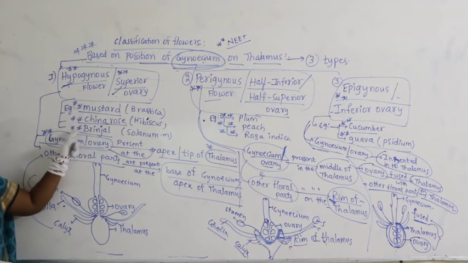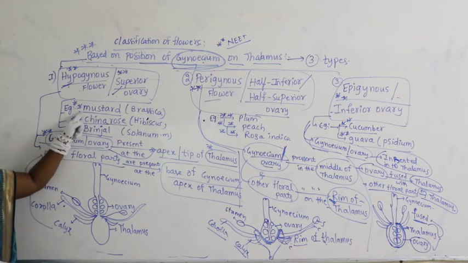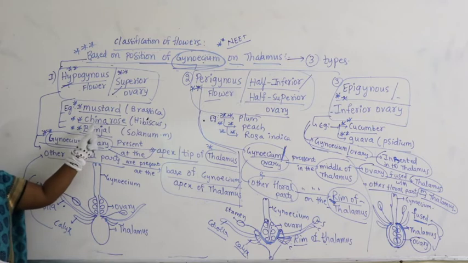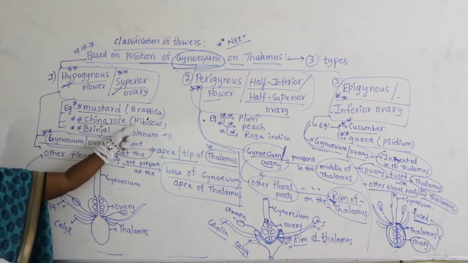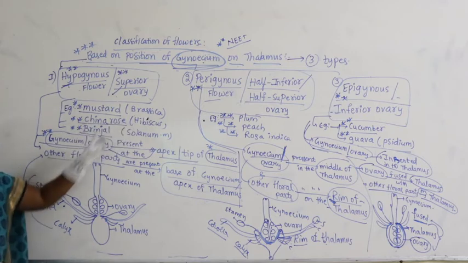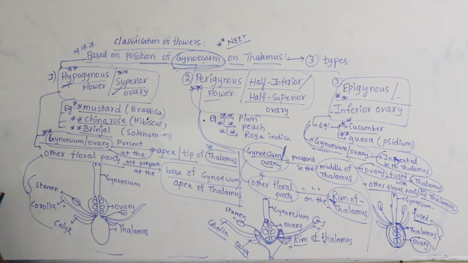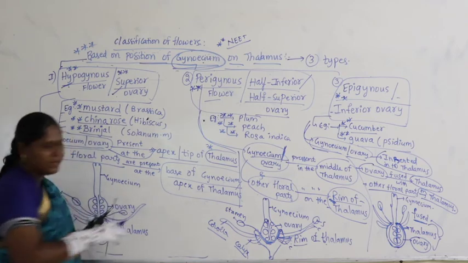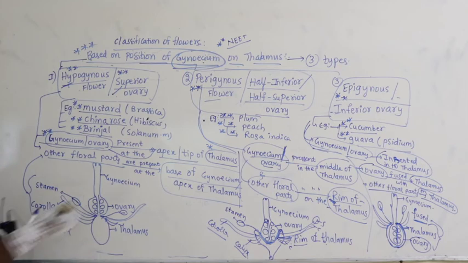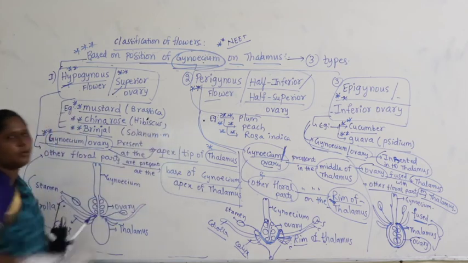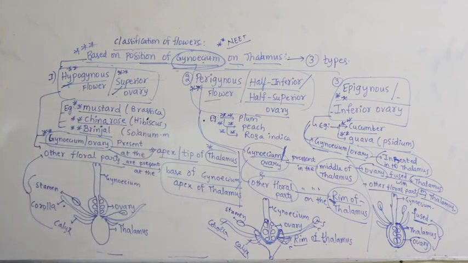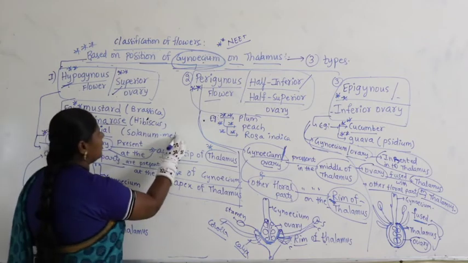Guys, examples are very important. Remember, mustard, scientific name is Brassica; China rose, scientific name is Hibiscus; and brinjal, scientific name is Solanum melongena. You all know very well, Solanum tuberosum is nothing but potato, and Solanum melongena is nothing but what? Brinjal.